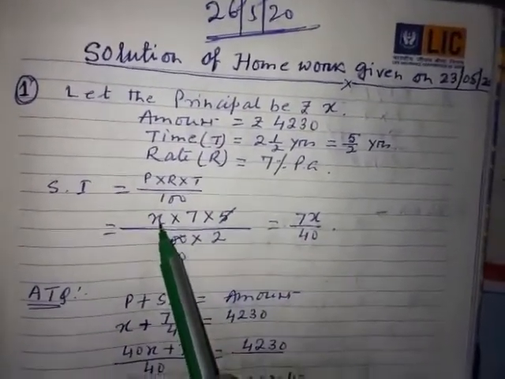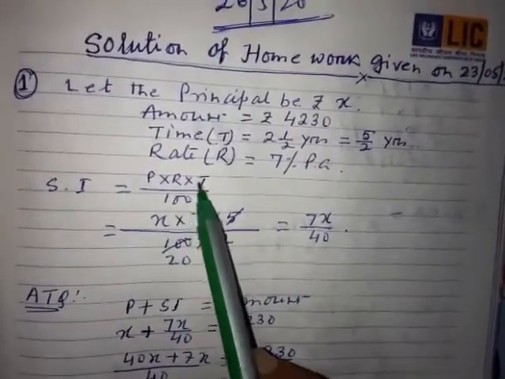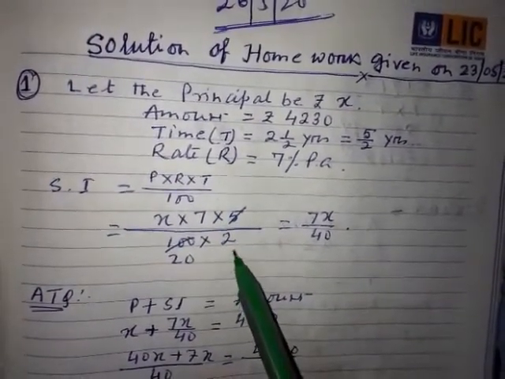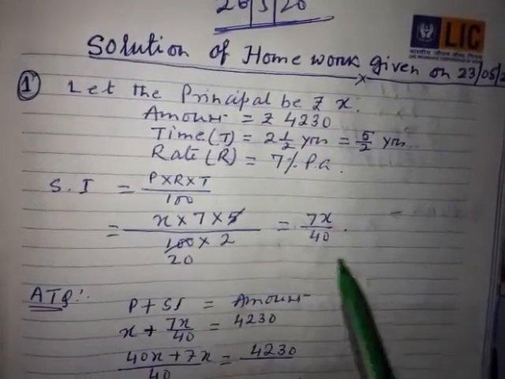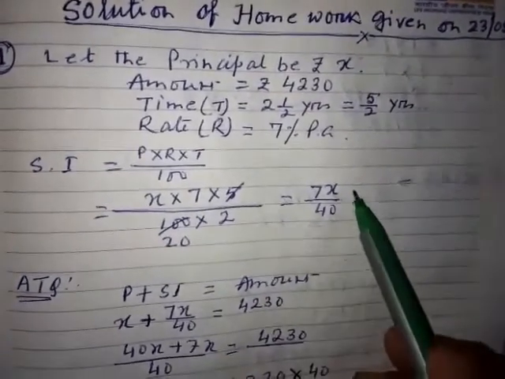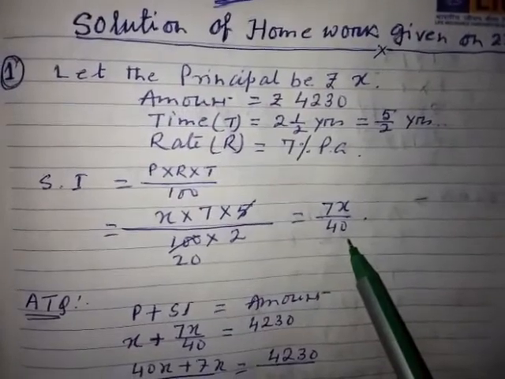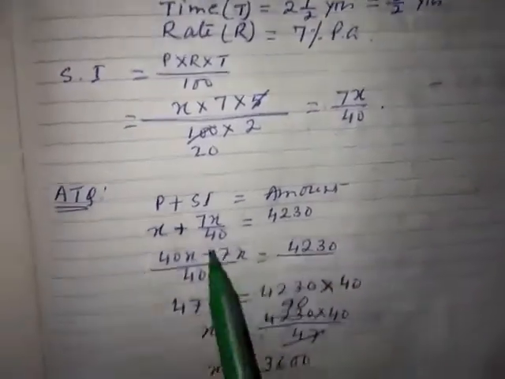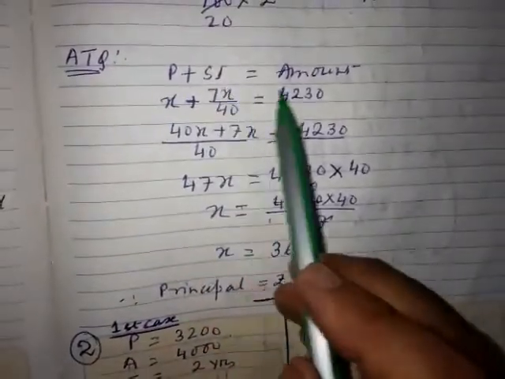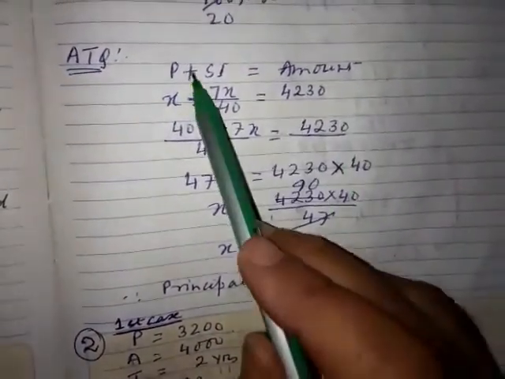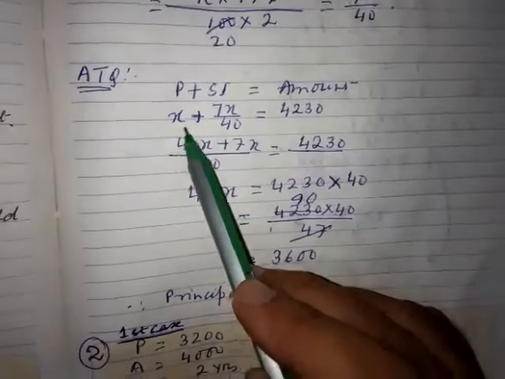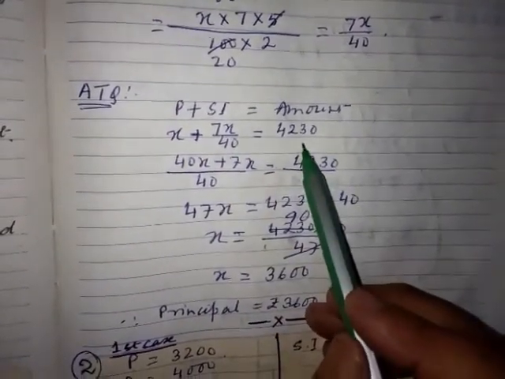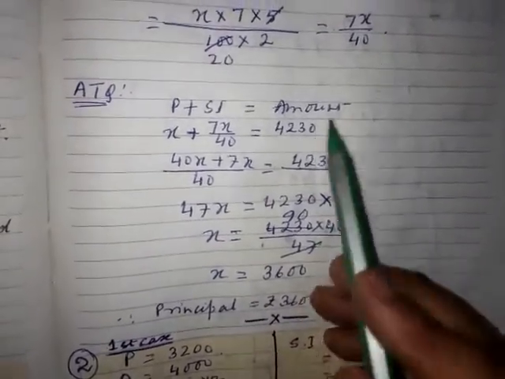In place of P, put the value of P. In place of R, put the value of R. In place of T, put the value of T, and down 100 is already there. If you calculate it, you are going to get the SI as 7x by 40. Now, if you know the SI, you easily know the formula: principal plus SI equal to amount. So in place of principal, you put the principal. In place of SI, you put the SI. In place of amount, you put the amount.